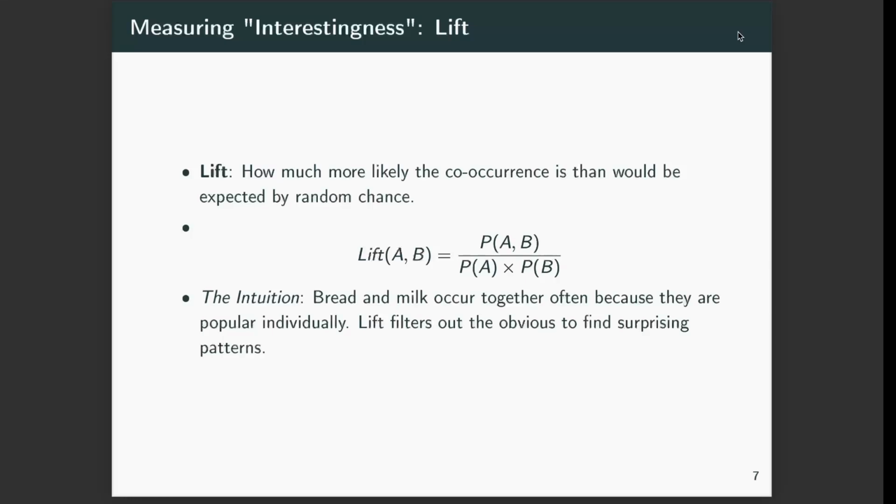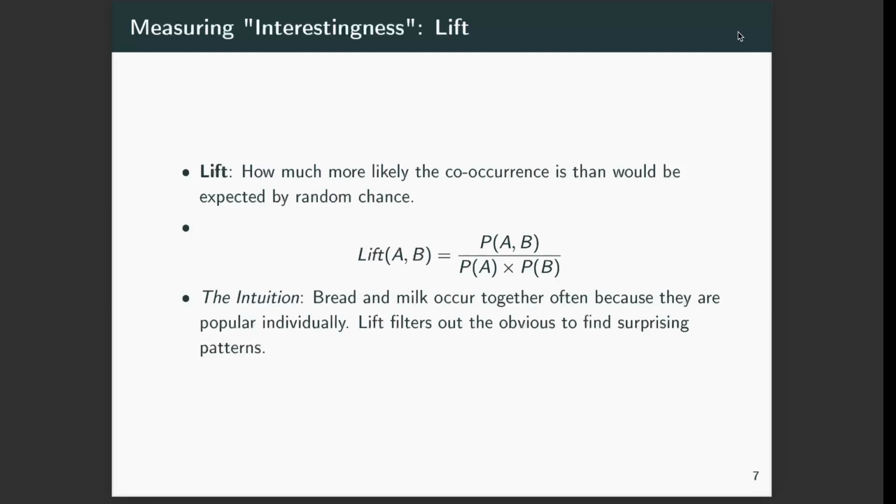If lift equals 1, the items appear together exactly as often as random chance would predict. There is no real association. If lift is greater than 1, the items appear together more often than chance. There is a genuine positive association. If lift is less than 1, the items actually appear together less often than chance would predict. They are negatively associated, meaning buying A makes it less likely that B will also appear.